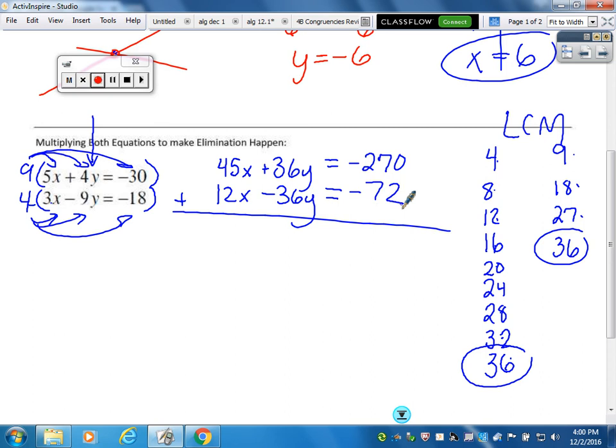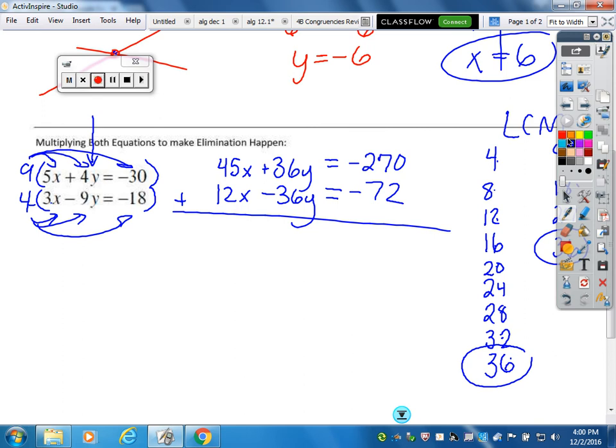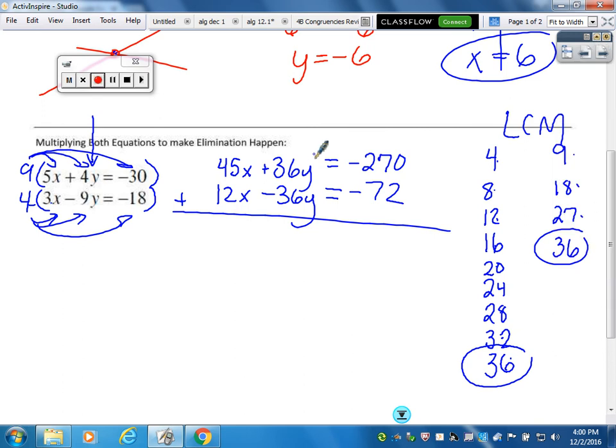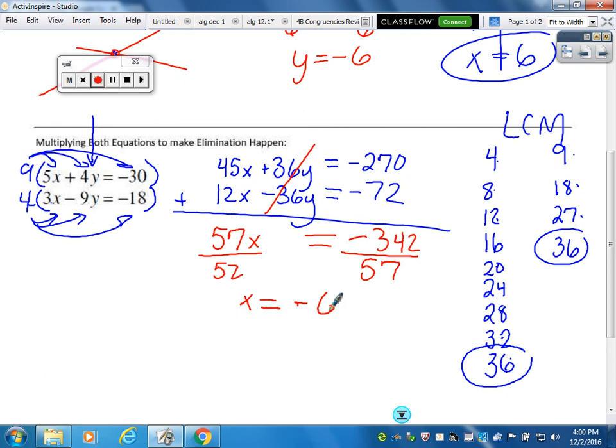For the next step, I've already added my line and my addition, so I'm ready to go. So I've got this going, and I'm going to add them down. I did not change colors. There we go. I've got 45 plus 12, which is 57 x's. My y's cancel, positive, negative, same number. And then my negative 270 plus my negative 72 make negative 342. So I've got that one-step equation again, where I just need to divide by this 57, and I will have my answer. So do that math real quick in your calculator, and you get negative 6 out.